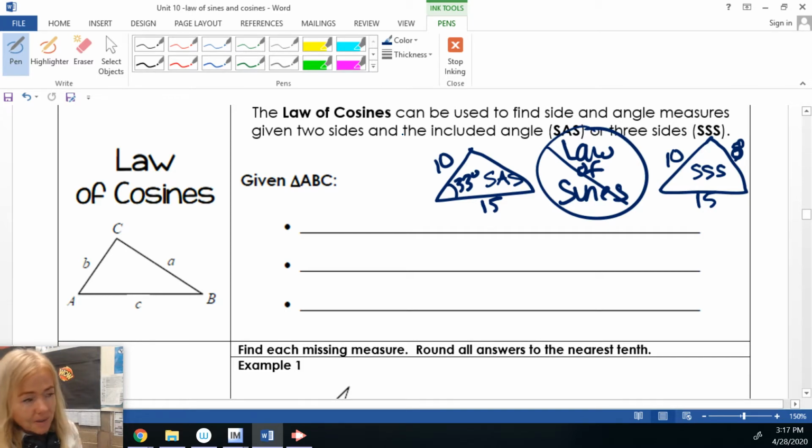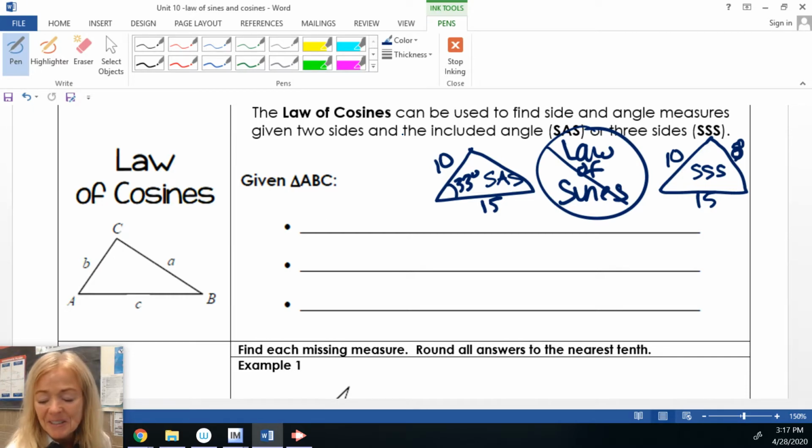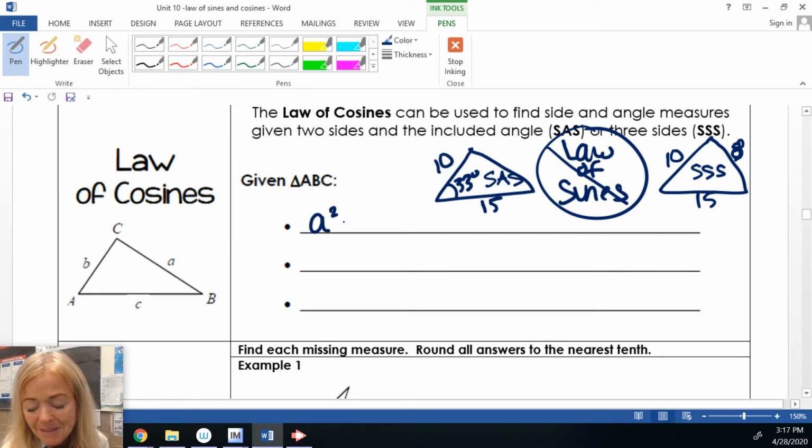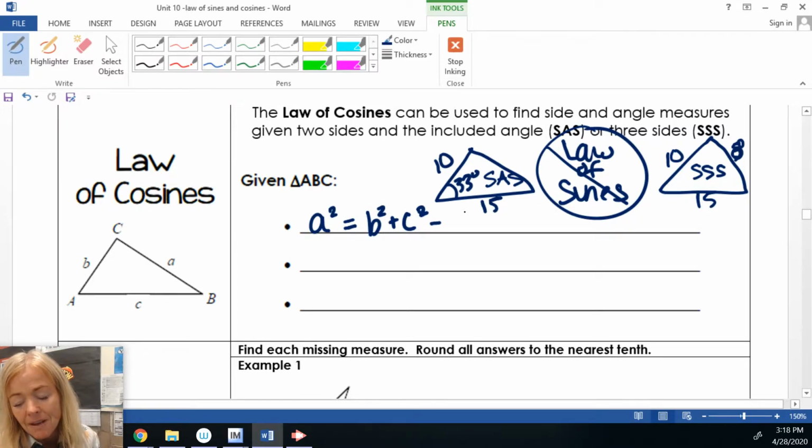All right, so the law of cosines, you have 3 of them because it's dependent on the side and the angle that you have. It's unfortunate, but here we go. And there's a pattern, so I'll help you with the pattern. a squared equals b squared plus c squared. It's based on the Pythagorean theorem. Sometimes in my classes I have derived the law of cosines, but I'm not going to here. Minus 2bc times cosine of A.